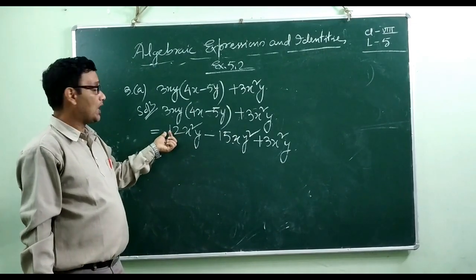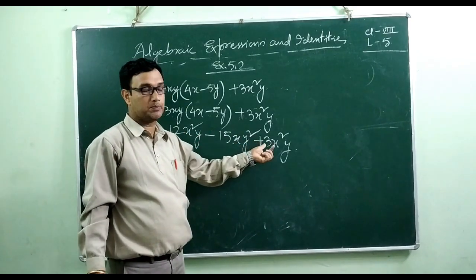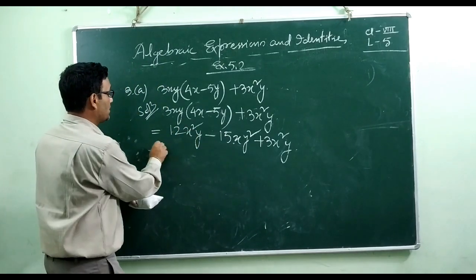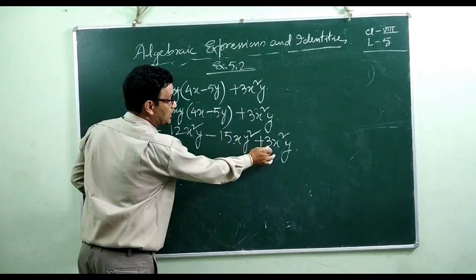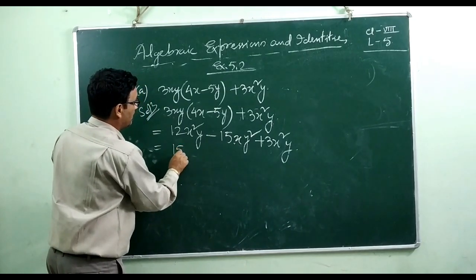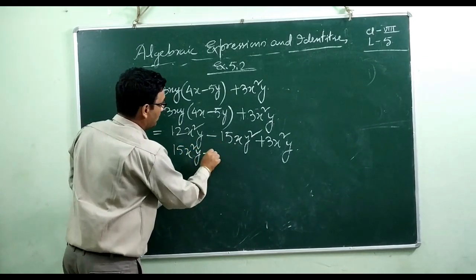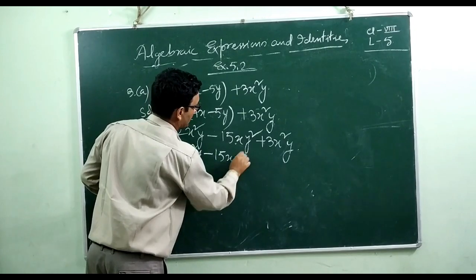Here you see before 12 there is a plus sign, and here also a plus sign, so plus into plus is plus. So we write 12 and here 3. 12 plus 3 means how much? 15. So 15x square y minus 15xy square.